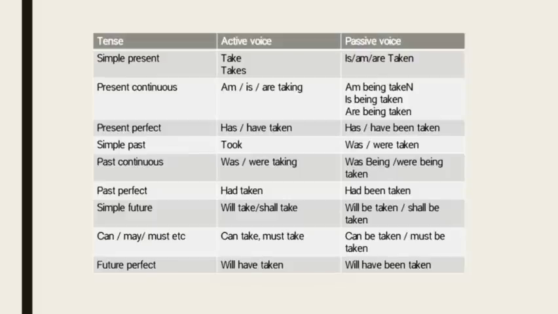You need the proper helping verb to be before the main verb. It is decided based on tenses. With the example of the main verb take, let's look at the different helping verbs based on tenses one by one, which we need to learn. Present simple tense, active voice: take or takes. In passive voice, we add is, am, are depending on whether the object is singular or plural, and the verb's third form, taken.